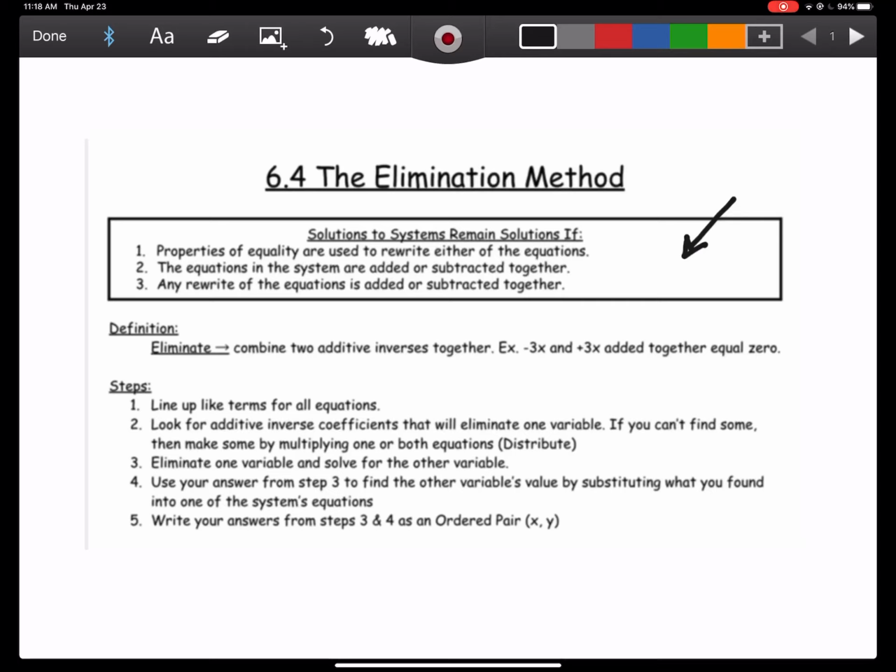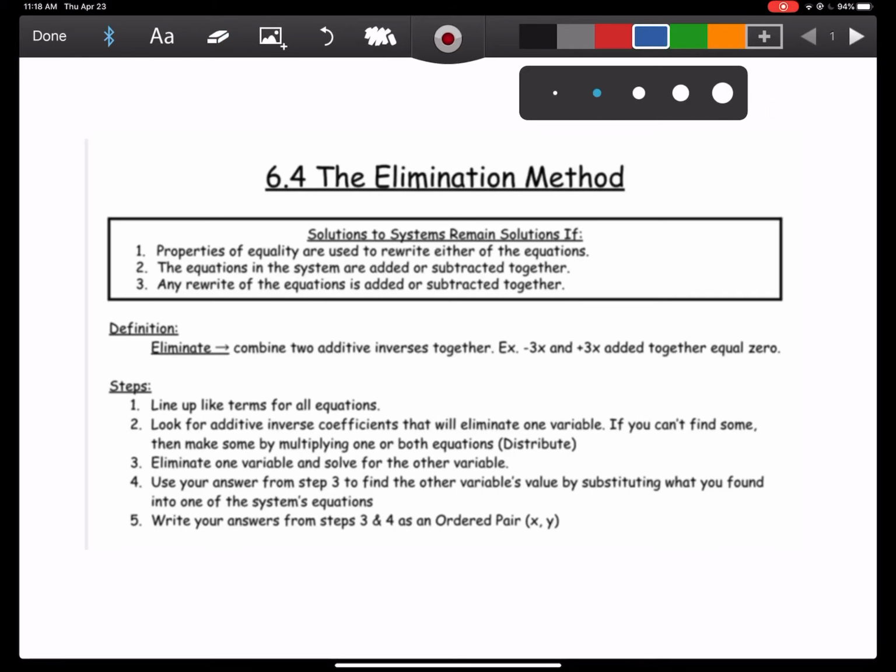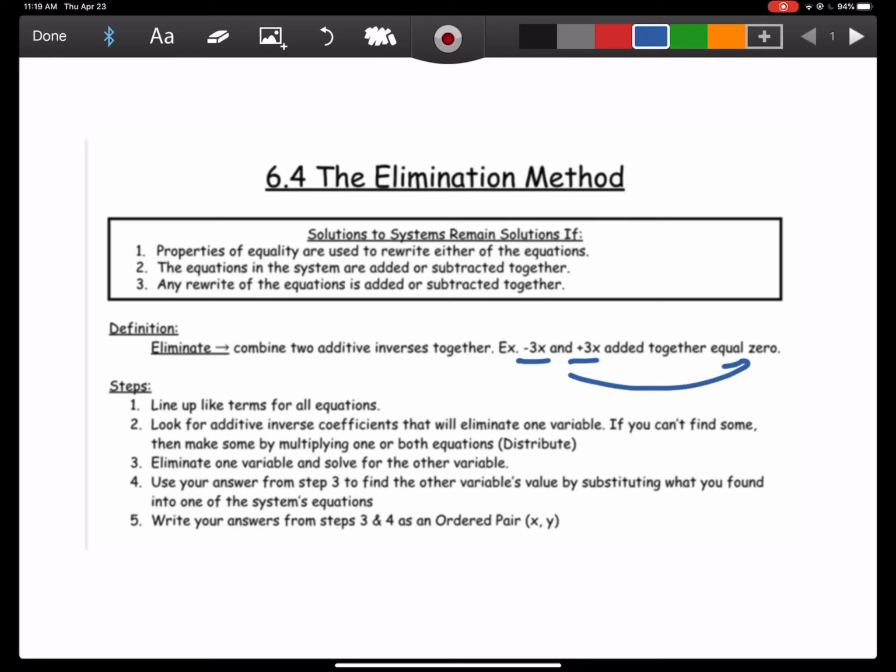The first definition, the only definition I think that's important here, is that the word eliminate means to combine two additive inverses together. And an example of that would be negative 3x and positive 3x added together equals 0. So the act of putting two opposites together, like negative 3 and positive 3, negative 3x and positive 3x, they equal 0. And the act of doing that is called eliminating. So we're going to refer to that.